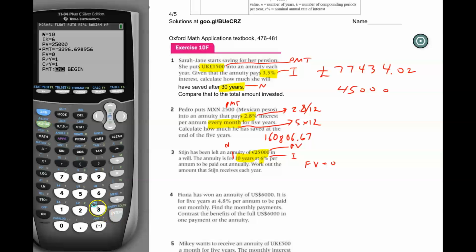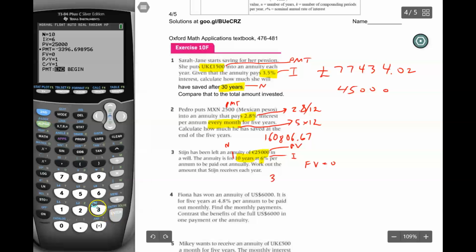And the answer is, every year we're going to get 3396.70, and this is euros, right? By the way, we should always put the currency for the amounts when the answer is an amount, right? So, okay. All right, number 4.